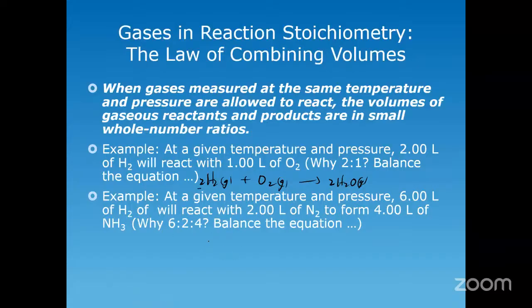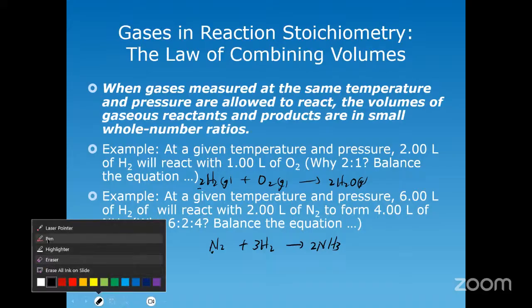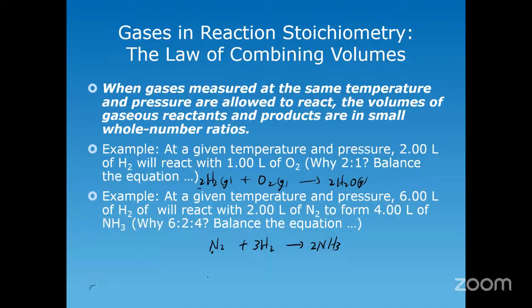Here's another example. The reaction between nitrogen and hydrogen to form ammonia. And in this case, for the balancing, we're going to need a 3 here and a 2 here. And let me erase the 3 that I wrote down first. So this should not be there. All right. So this would be the balanced equation. And again, the volume ratios will mirror the mole ratios.